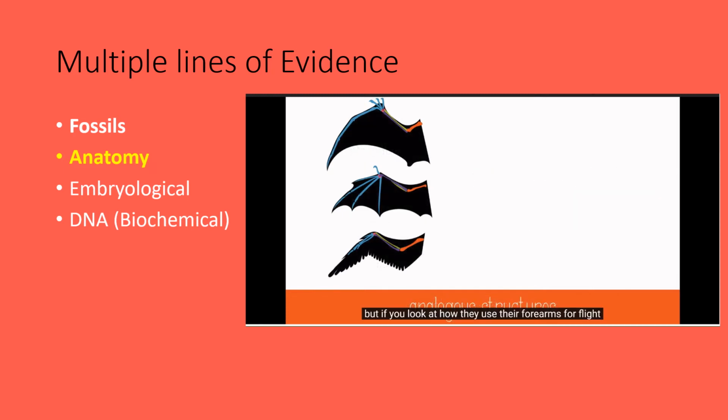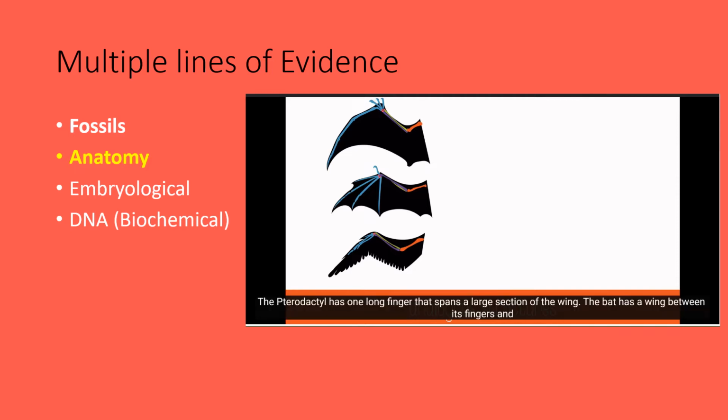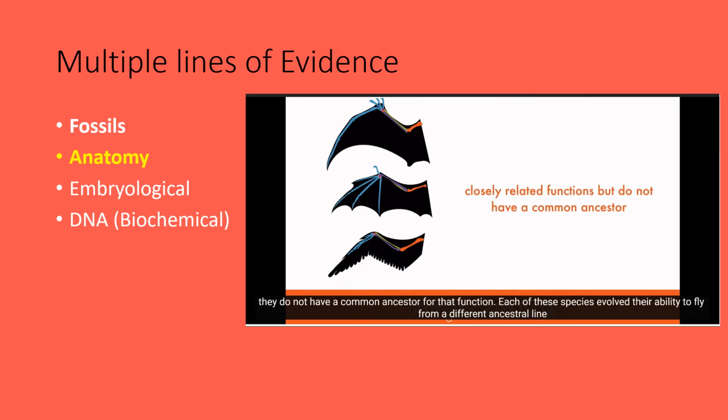But if you look at how they use their forearms for flight, they're very different. The pterodactyl has one long finger that spans a large section of the wing, the bat has a wing between its fingers, and the bird has feathers all along the forearm. These are analogous structures because even though they have closely related functions, they do not have a common ancestor for that function. Each of these species evolved their ability to fly from a different ancestral line.